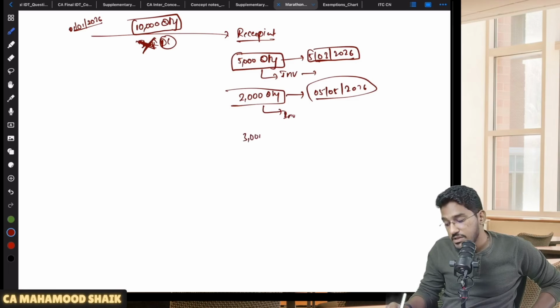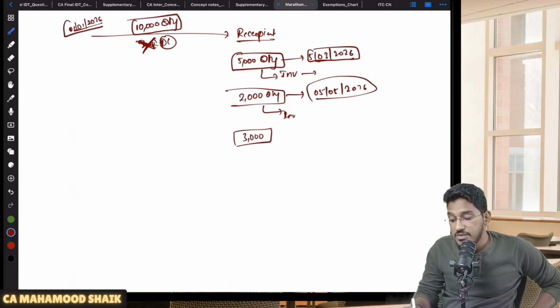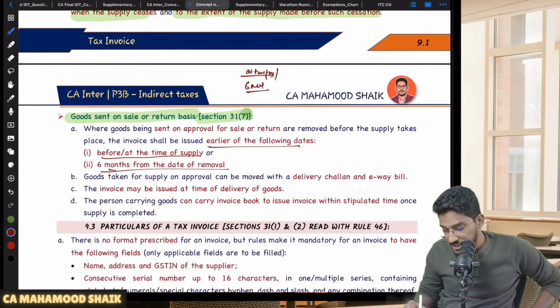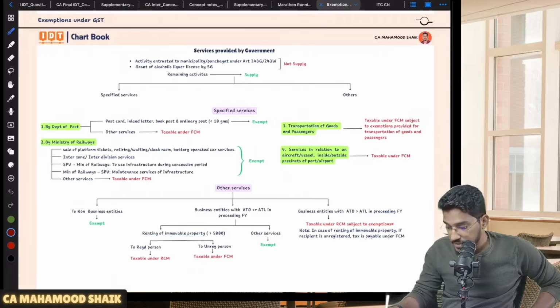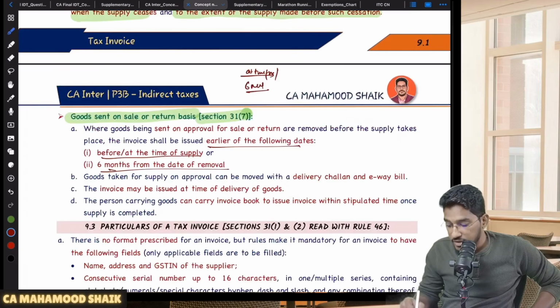Balance 3,000 quantity is there, no? That 3,000 quantity was not given any approval. And 6 months from the date of removal is already over. 180 days, sorry, not 6 months. What is the terminology they use here? Yeah, 6 months they use. So 6 months from the date of removal is over.